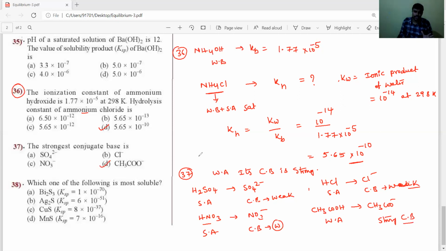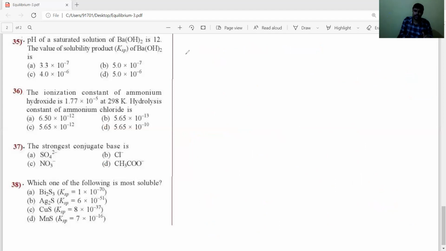Similarly, if an acid is strong, its corresponding conjugate base is weak. The same way, if a base is strong, its corresponding conjugate acid is weak. If a base is weak, the corresponding conjugate acid is strong. We have to remember that concept, then solve these questions. Okay, let's go for the 38th question, dear students.